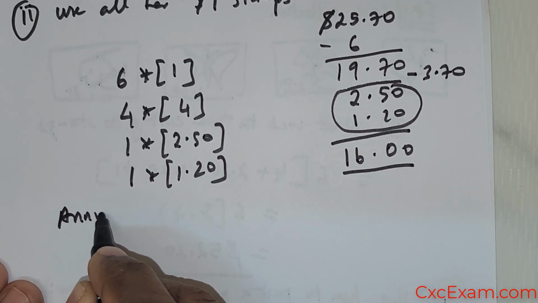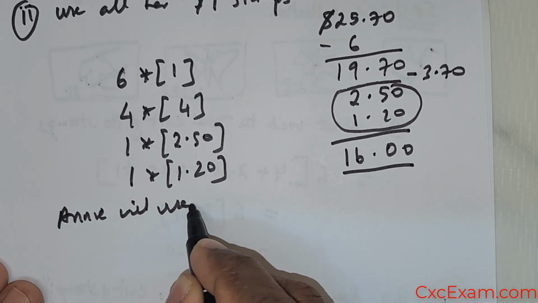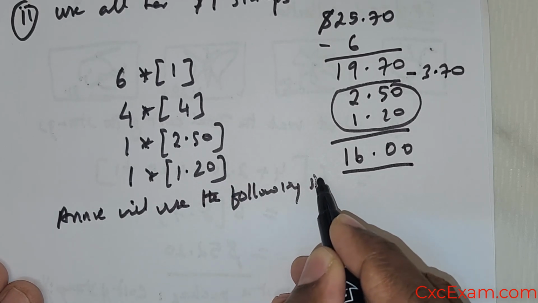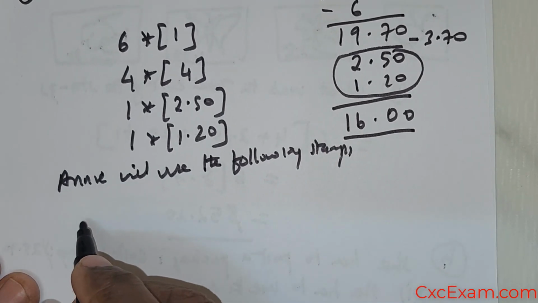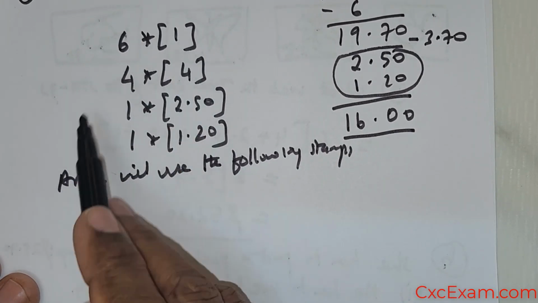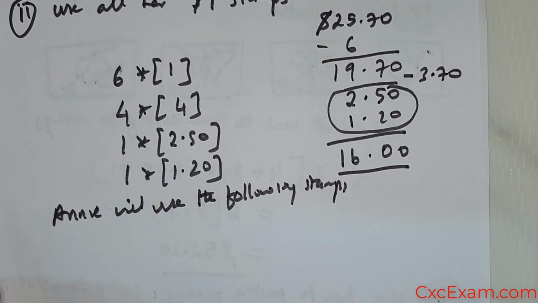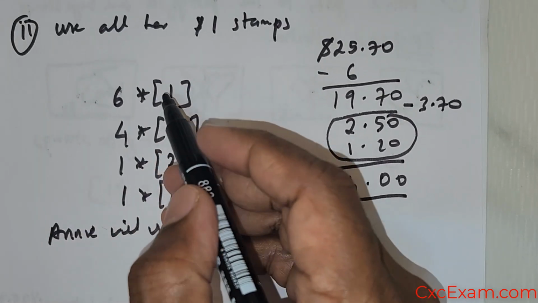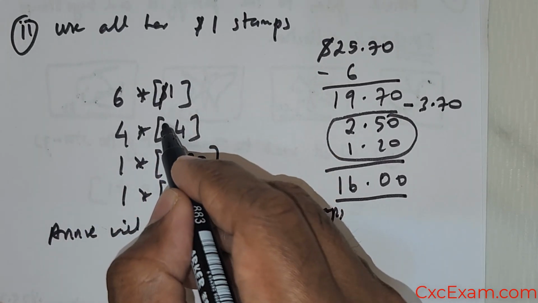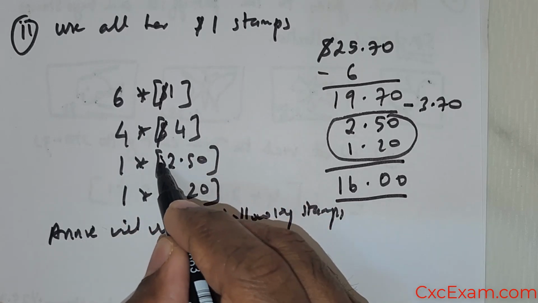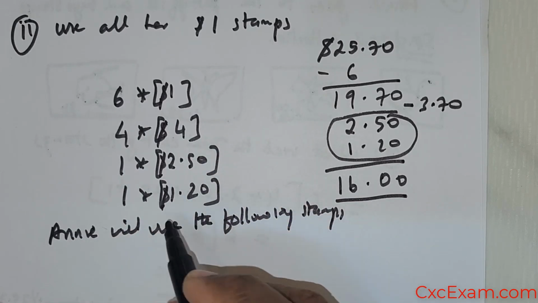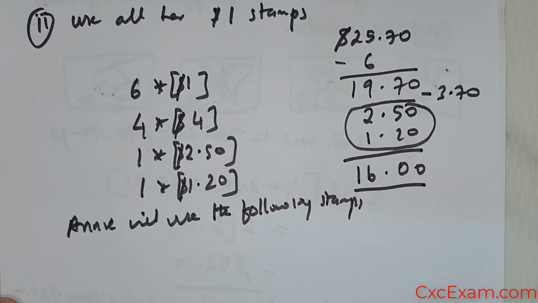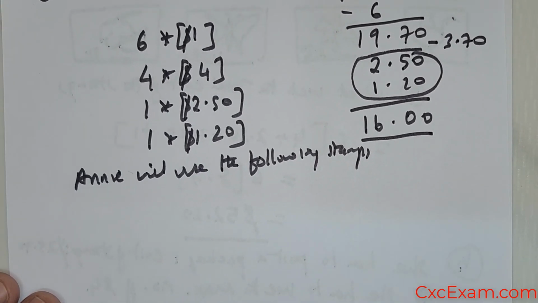So this would be the setup. So Annie will use the following stamps. So this would be the solution. If you want to write it out, you can write it out like this. You can just state your dollar sign. Okay, 4 of $4, $2.50 and $1.20. So that is the solution for this question.